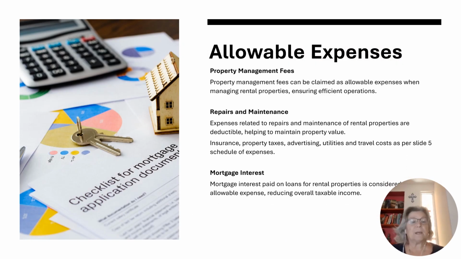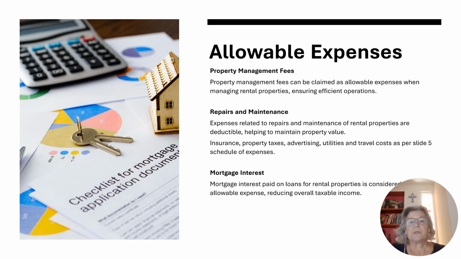Allowable expenses. Well, if you're using a property management company, of course, property management fees. I know a lot of people, ski hills, condo, they just use a property services company, management services. It's just easier. Repairs and maintenance, it's pretty generic. You'll see on the form more detailed. Repairs and maintenance, including insurance, property taxes, advertising, utilities, travel costs, as per slide 5. We'll take a look at that. Mortgage interest, you've got to prove that the mortgage is attached to that rental property.